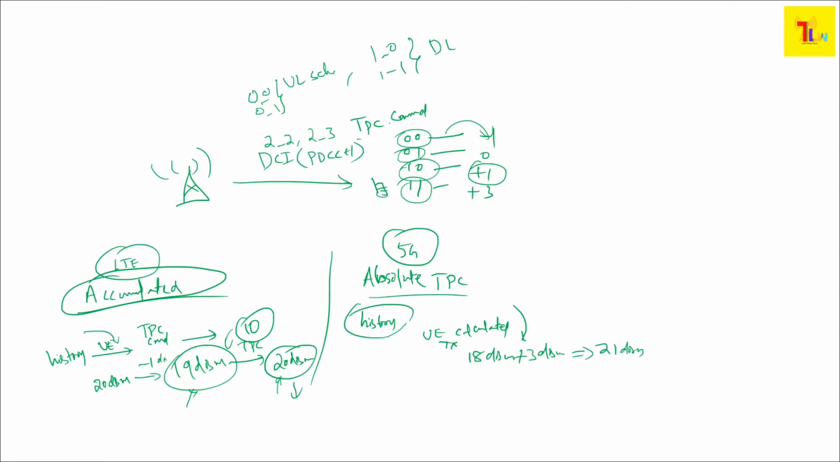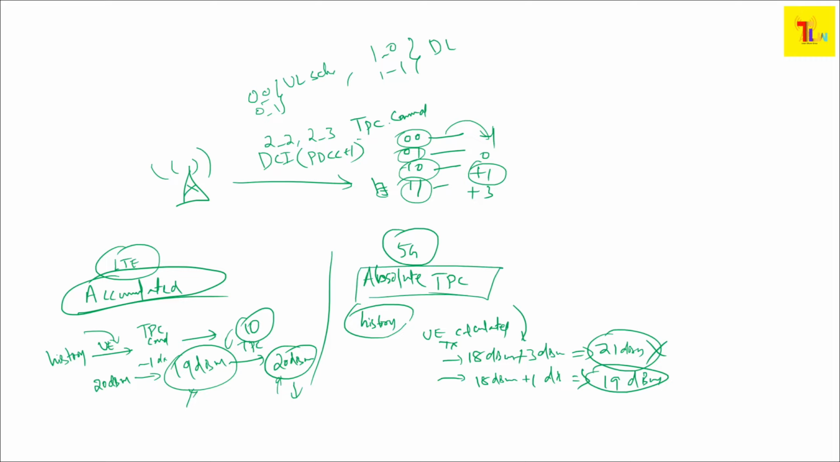For the next iteration, for the next TPC command, it doesn't take this one. It will not consider this at all. So again, it will start with whatever the UE calculated power is. Again, let's assume it is 18 dBm. It will just add the next TPC command. Let's say it has received 10, then it will add 8 dBm. So this time the UE TX power will become 26 dBm. So this is the main difference between accumulated and absolute TPC.